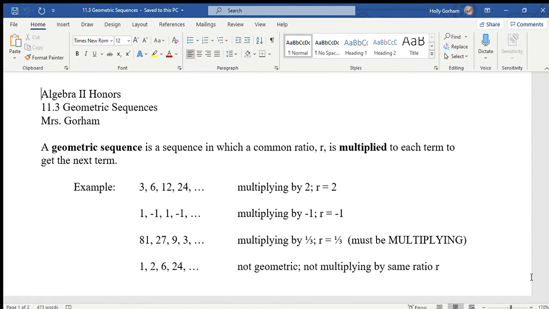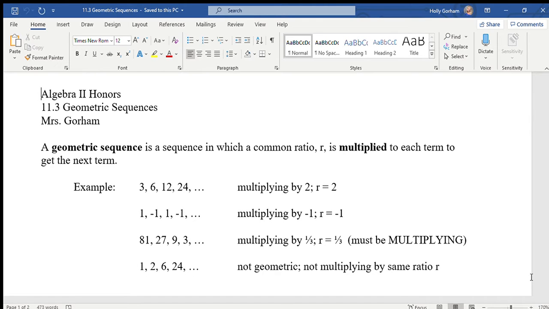So the first example gives us 3, 6, 12, and 24. Notice what you're multiplying by. You're multiplying by 2, so r is 2. On the next example, you may think, well, it's just changing signs. You're right, but that's because you're multiplying by a -1, so your r would be a -1.